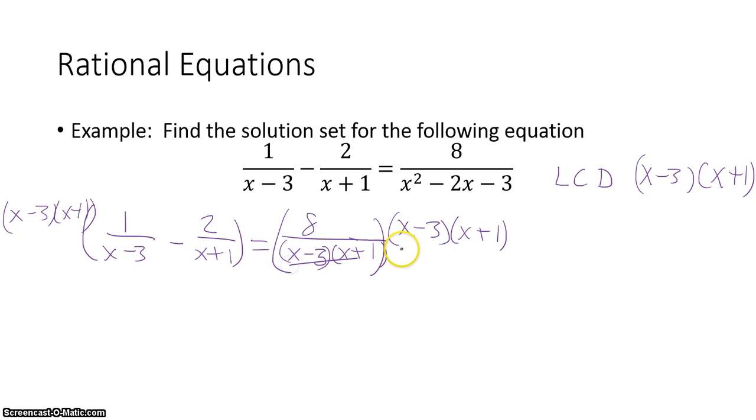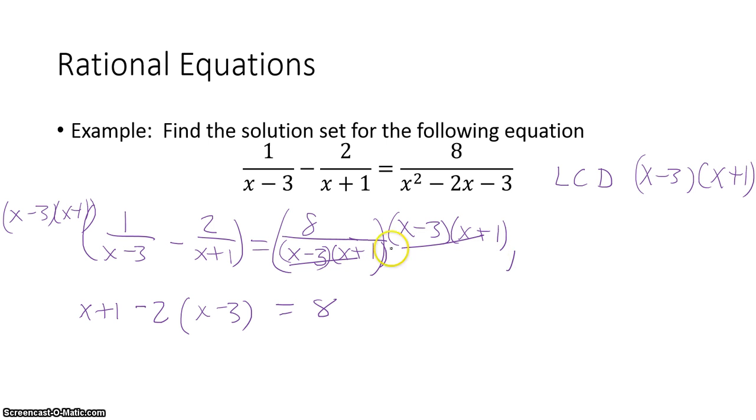On the right hand side, the denominator and the LCD cancel, leaving us with 8. On the left hand side, the x plus 3 is going to end up canceling, so I'm going to be left with x plus 1 minus 2 times x minus 3. I did this a little quick. If you're unsure what happens, go ahead and distribute the LCD into the parentheses like we did on the previous slide, and it should be clear.